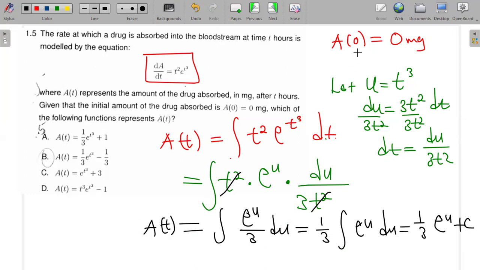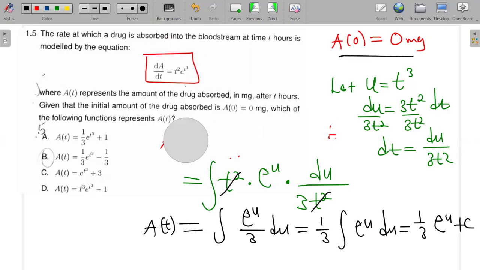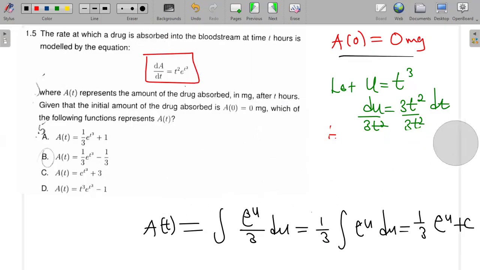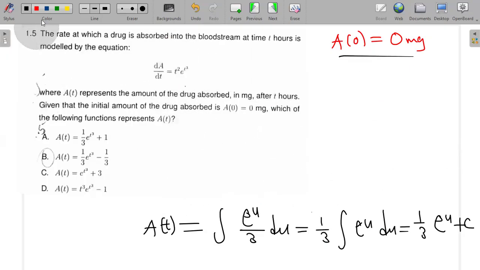Now remember the initial condition that we are given. We were told that A(0) is actually 0 milligrams. So A(0) is equal to 0, which is equal to, wherever there is t here, I have to put 0.